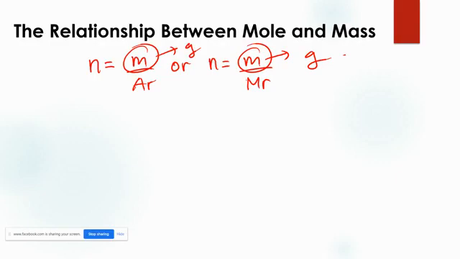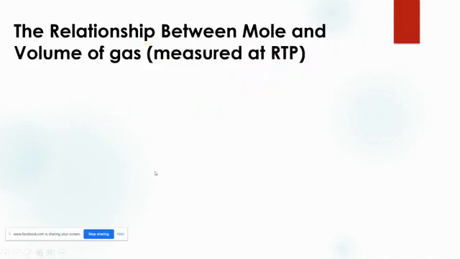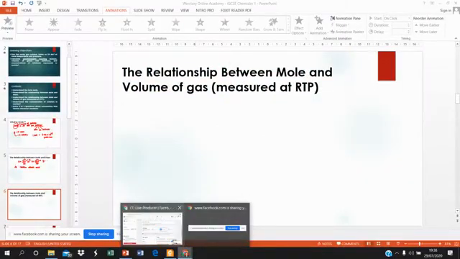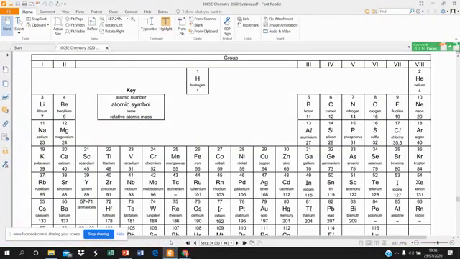Let's see the difference between AR and MR. AR stands for relative atomic mass. It's an average mass of an atom compared to the mass of C12 atom. You can find the value of AR on the periodic table. Let me show you the periodic table. This one. This is the periodic table.